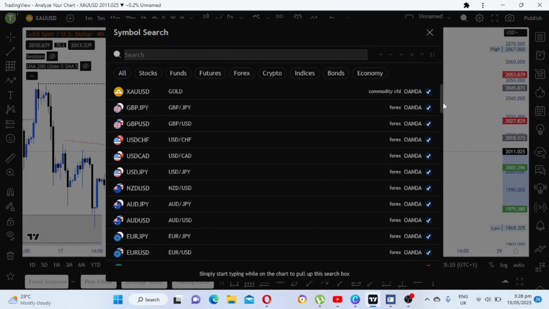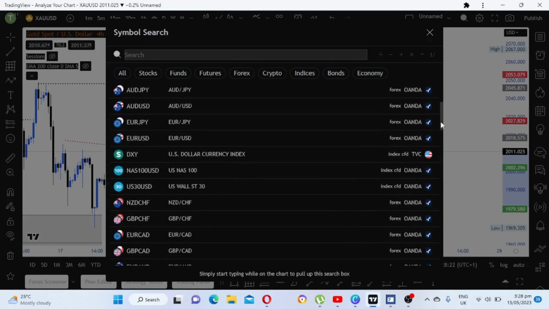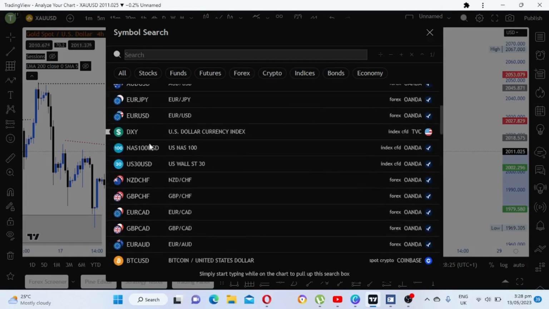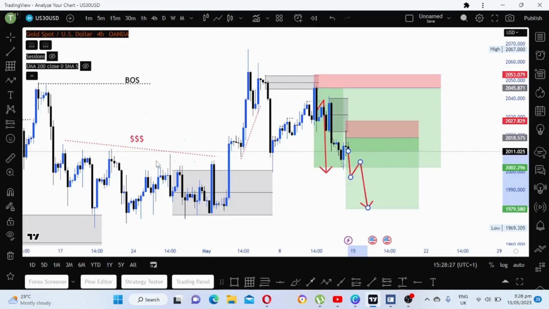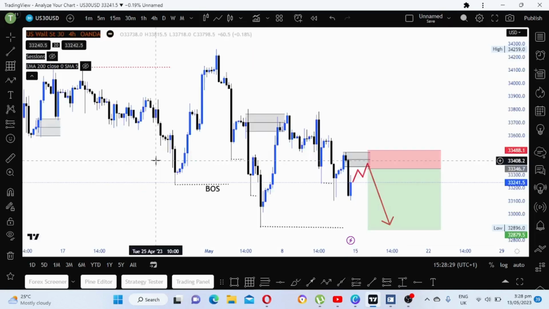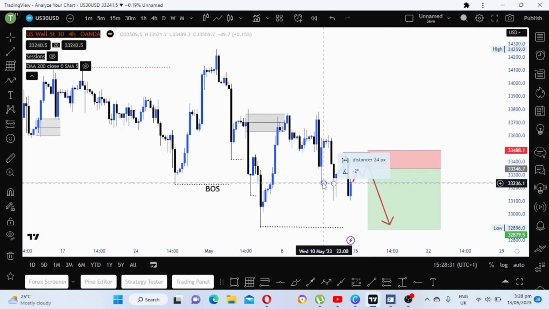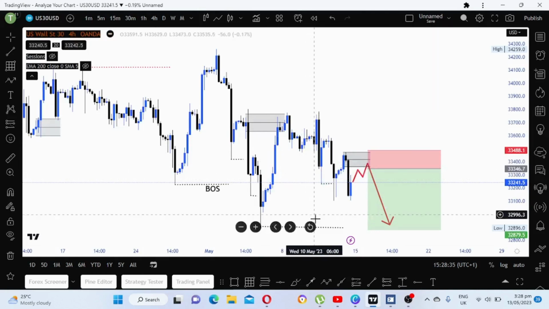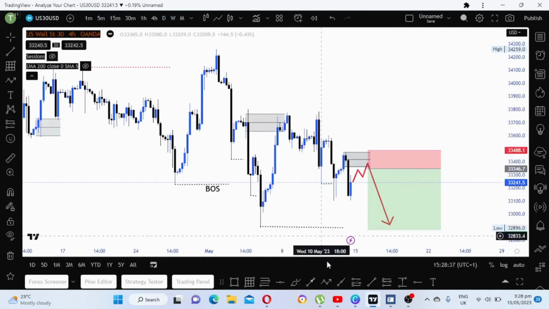Okay, now let's look at US30. US30 has shifted bearish, as you can see here. We had a break of structure here on the downside on H4. We are obviously having this break of structure here.